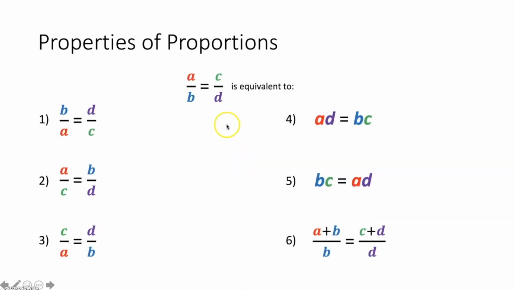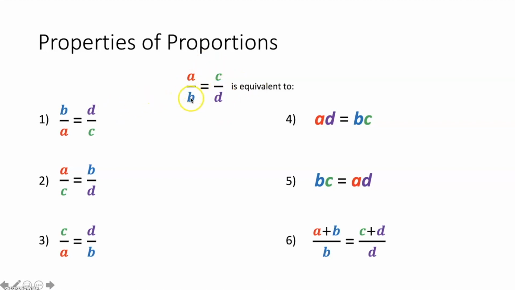Now, there are 6 properties of proportions that I want to show you right now. If we are given the proportion that we were using earlier, A over B is equal to C over D, or A to B is equal to C to D, what we can do is rearrange them, and we would get ratios that would still be equivalent to one another, that would still equal one another. And how could you rearrange them so that they would still be equal to one another? Well, let me show you.